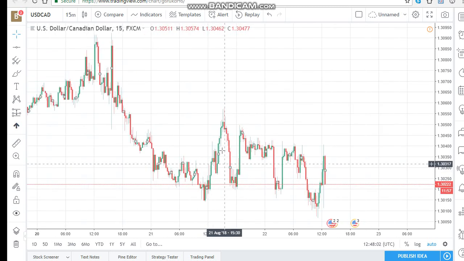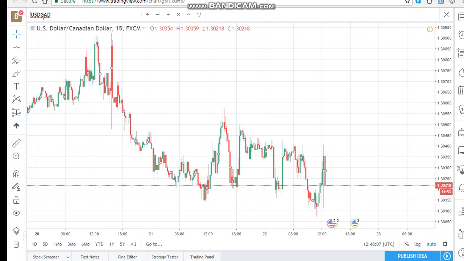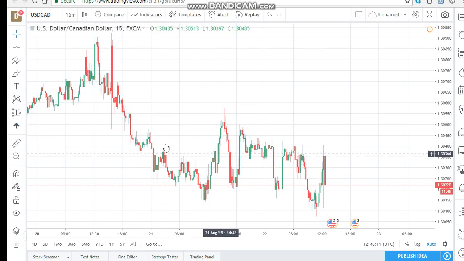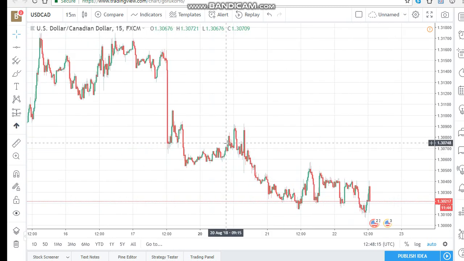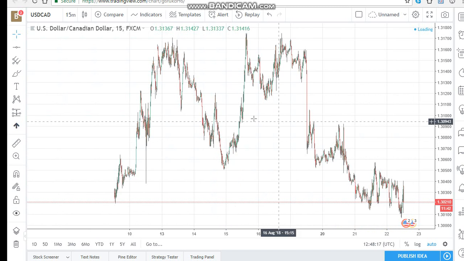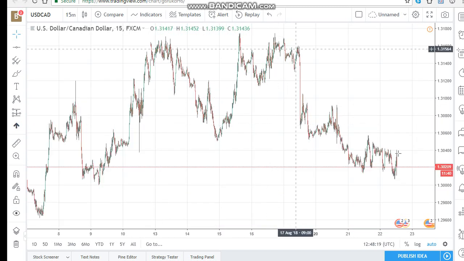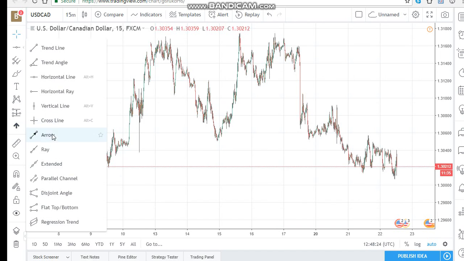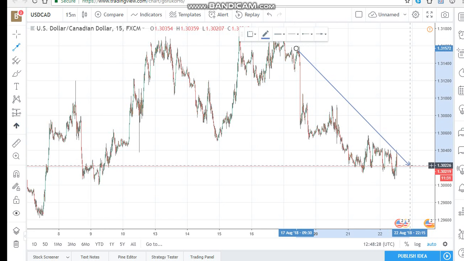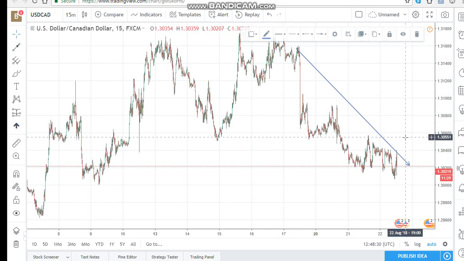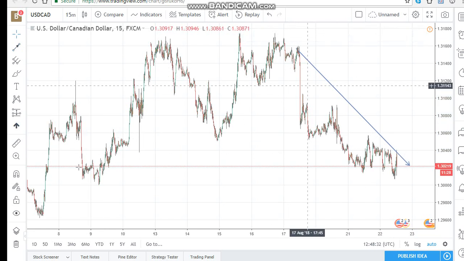Okay, the first thing that you must look at when you go into any pair, we are trading USD CAD, as I'm making an example of this, is whether it is an uptrend or a downtrend. And we see that this is a downtrend. How do you know that it's a downtrend? That's the first thing you look at. You look at the trend is moving down. That's how you know it's a downtrend.